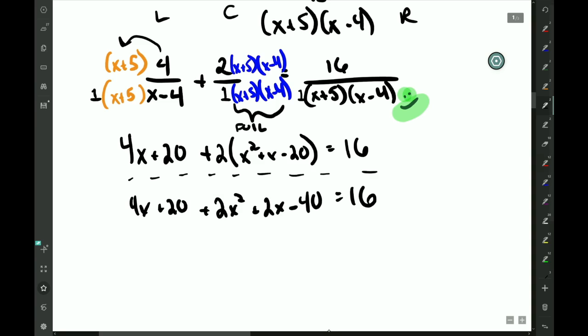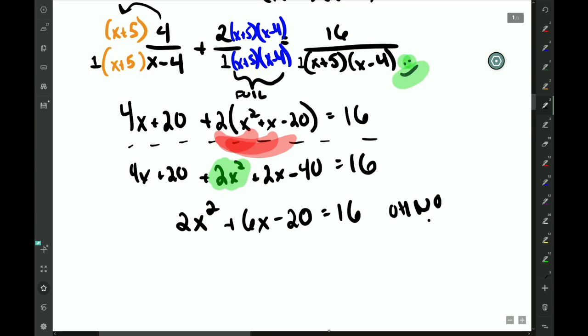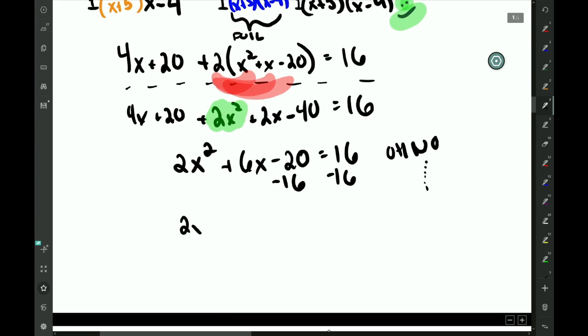How did I get all that? Well, I used my accent, but actually I just distributed, okay, to all that. Very good. And you add like terms. So anyone adding like terms with me? Wonderful. We have a 2x squared, 4x plus 2, 6x minus 20, okay, equals 16. Oh no. But you can handle it. We're going to subtract the 16. 2x squared plus 6x minus 36 equals 0.